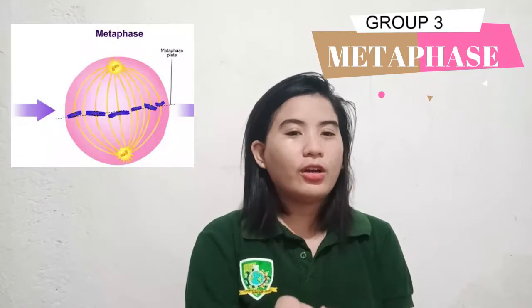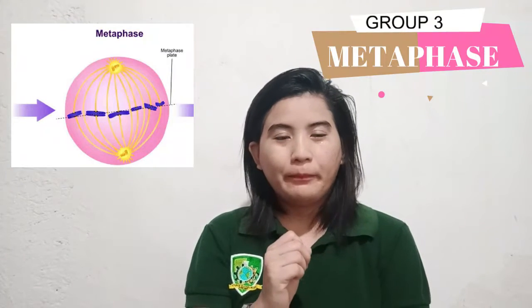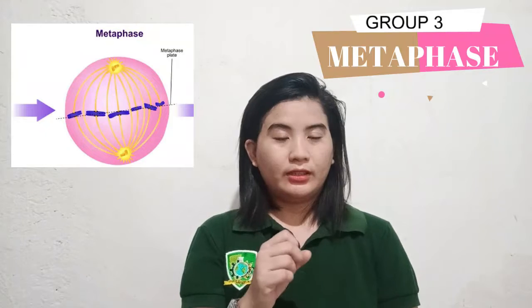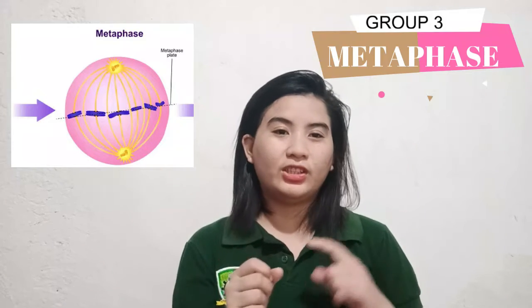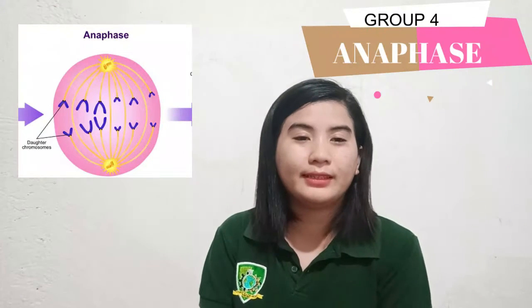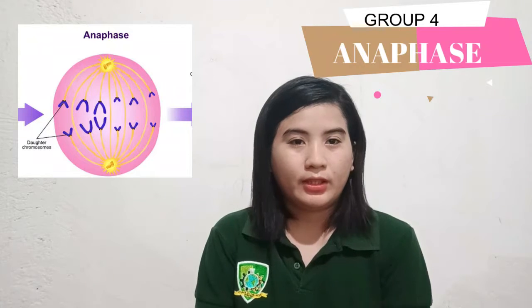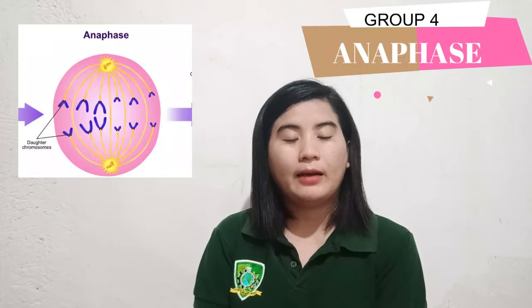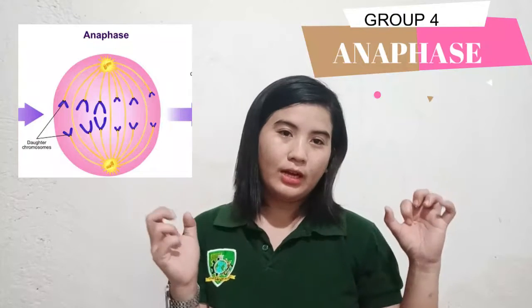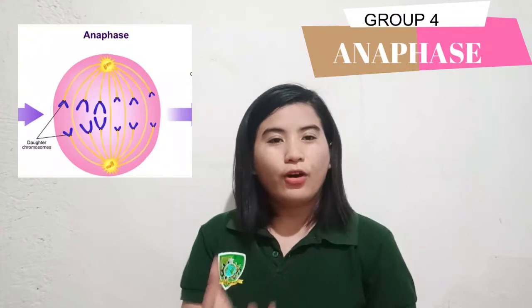Next is group 3. They created a model of metaphase. In metaphase, the chromosomes line up in the middle to form a metaphase plate, and the sister chromatids start to separate through the spindle fibers attached to the kinetochores or the centromere. Let's go to group 4. Group 4 created a model of anaphase. In anaphase, the sister chromatids separate and go to the opposite poles of the cell through the spindle fibers. The spindle fibers pull the sister chromatids to the opposite poles.